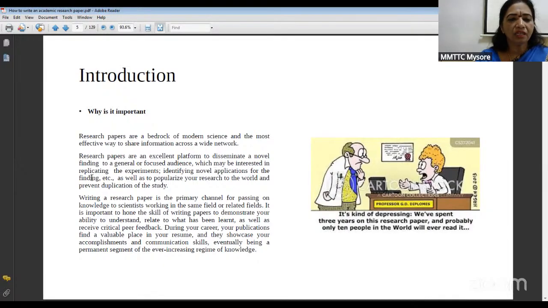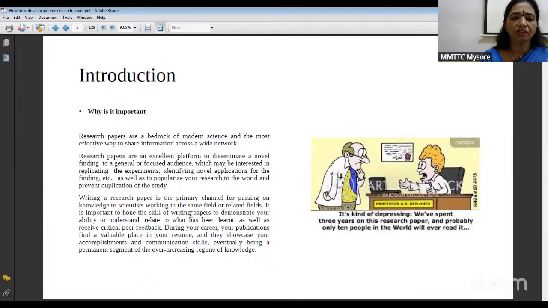The audience may be interested in replicating the experiment. People may be very interested, and they may duplicate or repeat the experiments, and your results should be repeatable. Also, they can identify novel applications for the finding. Writing a research paper is a primary channel for passing on knowledge to scientists working in the same field or related fields. Throughout the world, people are doing many important works. So based on the literature, meaning what people have done, we are going to develop a new method, or a new idea, or something like that.